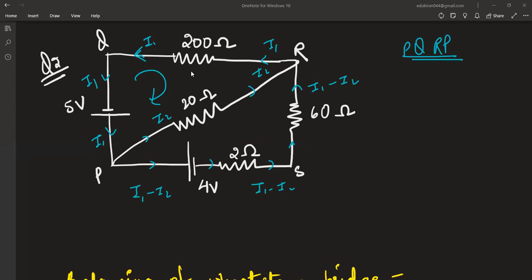Is the cursor visible when I'm showing this? Yes. Are you all able to see this cursor? Okay, then it's fine. So this is the direction. You can notice current is flowing here. We are moving here. Third equation, Raba, I'll show you.